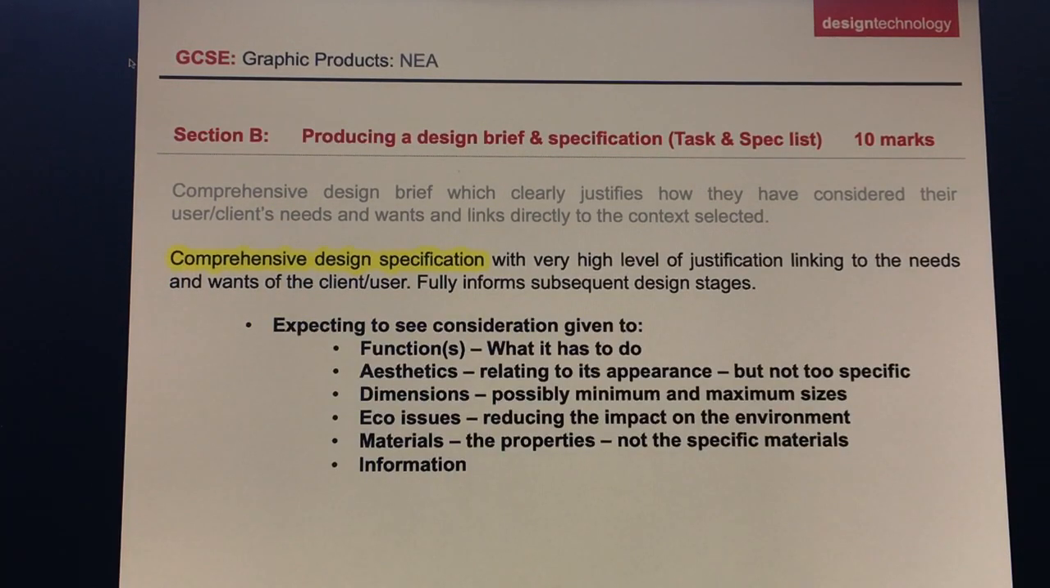So in this, to make sure it's comprehensive, we're looking at things that we've looked at in our research. So if you think back to our product analysis, we're looking at function, aesthetics, dimensions, environmental issues and materials, maybe even information. These are all things we want our CD packaging to fulfill, so we have to think about these in a bit more detail. So that's how we make sure it's comprehensive, that we cover a lot of these areas.